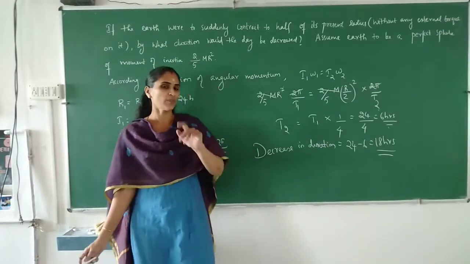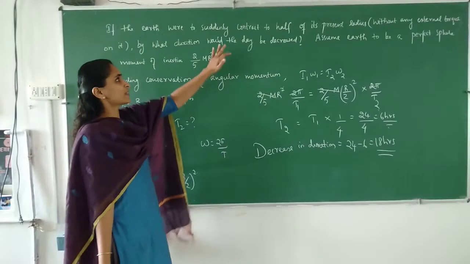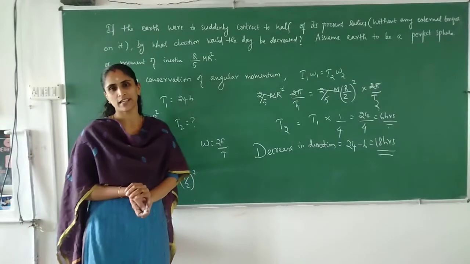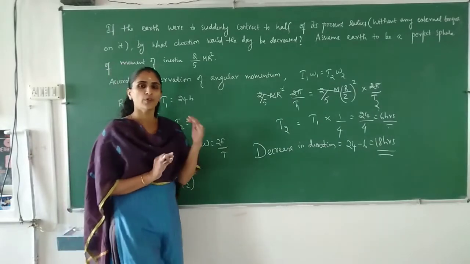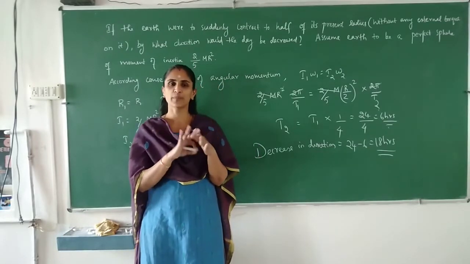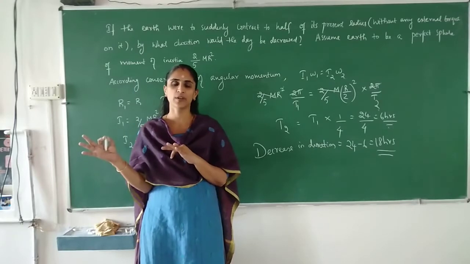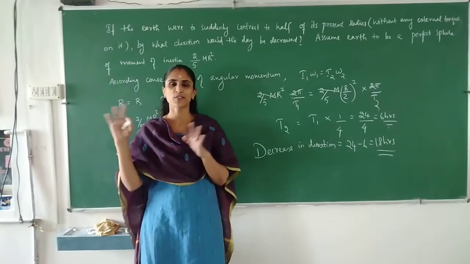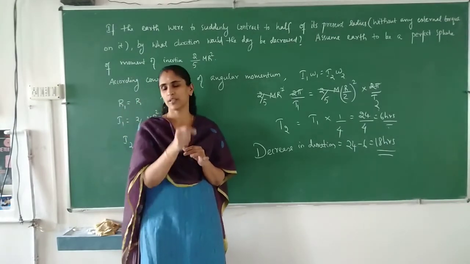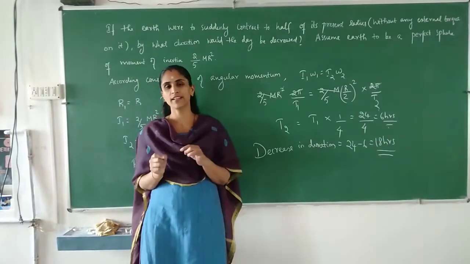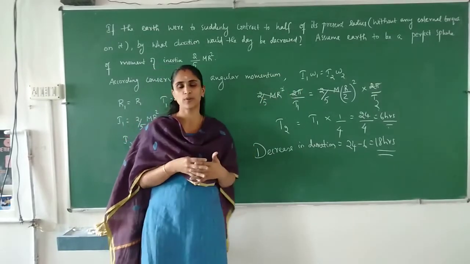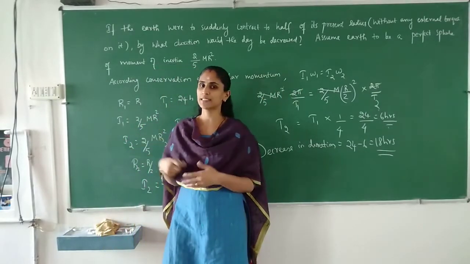Is it clear? Sometimes instead of giving the radius, they will give that the volume is decreased to 1 by 4 or 1 by 6, like that. In that case, what you have to do is write mass equal to volume into density. By using that, and assuming density remains the same, we can get the expression for the second radius in terms of the first radius. Then you have to use conservation of angular momentum. Now we will discuss the next problem.